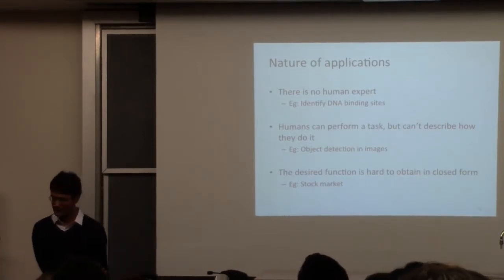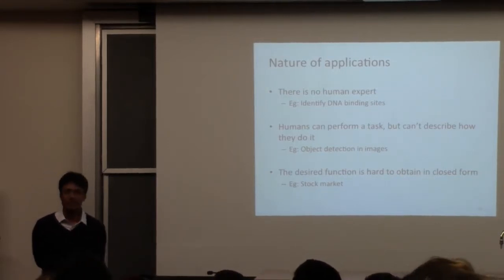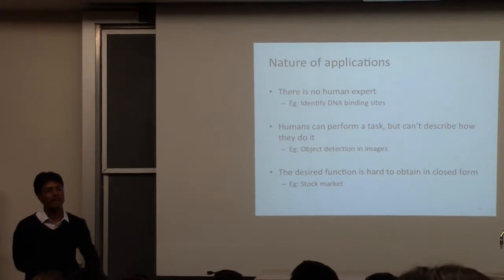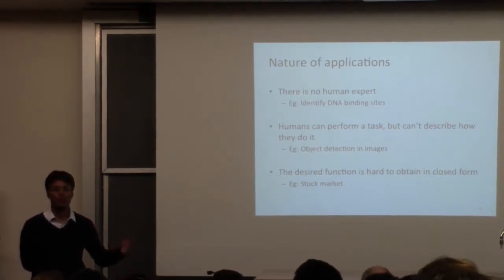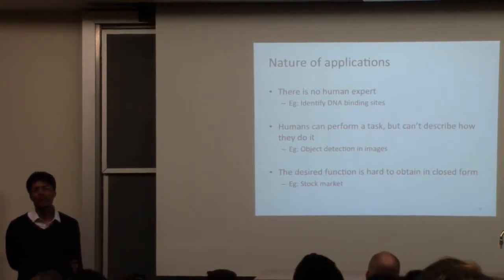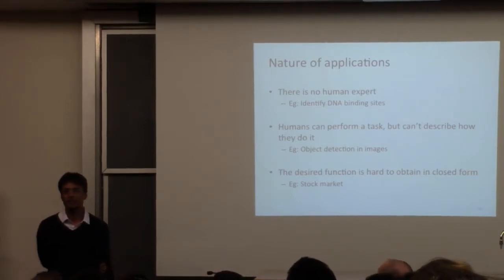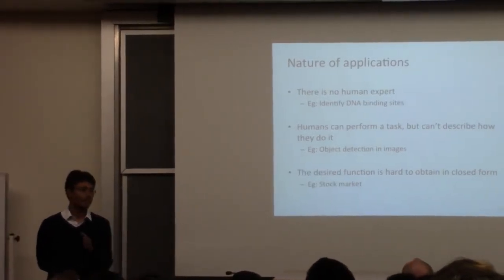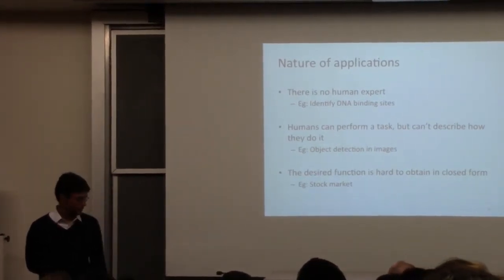The other kind of setup where supervised learning is useful is where the desired function is very hard to obtain in closed form, but we can actually get signal for it in a delayed form or eventually. Like the classic example is the stock market. I don't know how the stock market works, but if I wait one day, I'll know how it did. So I can always get delayed signal. So I can collect training data and maybe train a model.